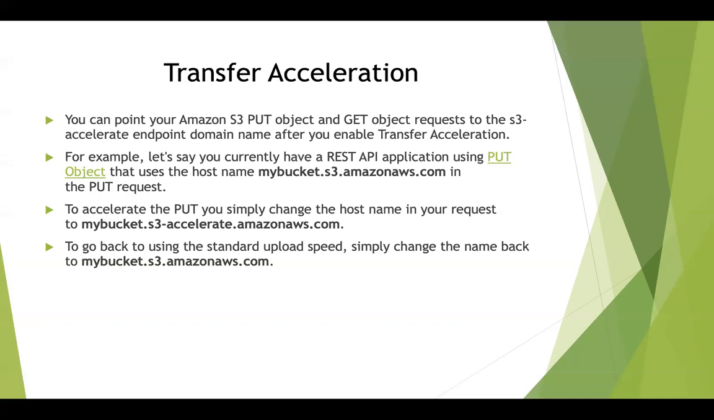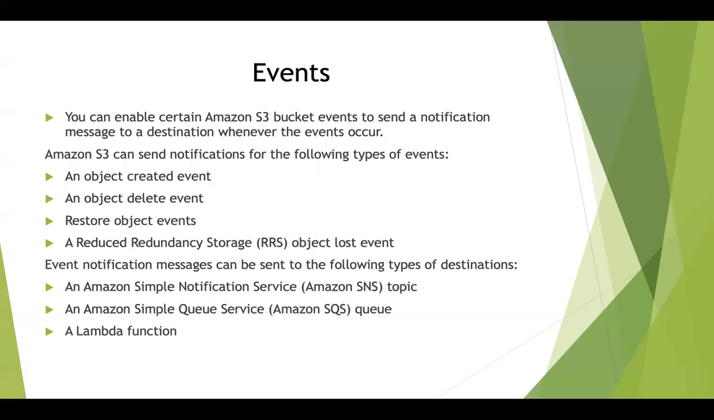And then the fourth property for today that we are going to describe is called events. So you can enable certain S3 bucket events to send a notification message to a destination whenever certain events occur. So what are some of those events and what are some of those destinations?